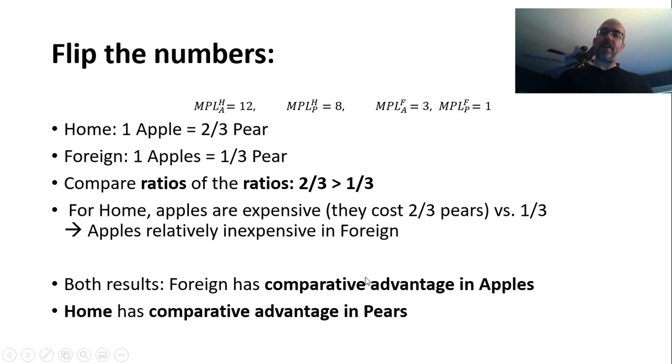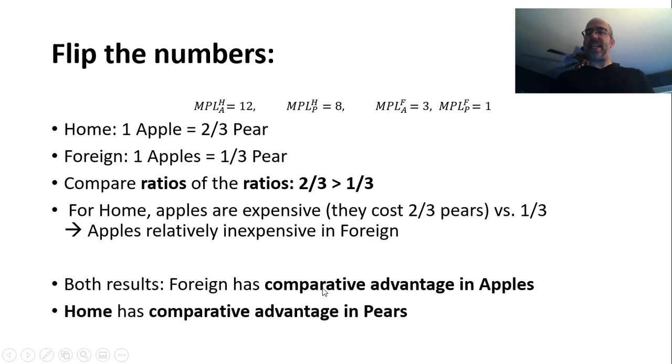Foreign has comparative advantage in apples. How do we know that? Because apples are cheaper in foreign. Costs are lower, right? Apples are relatively inexpensive in foreign, and who has comparative advantage is who has the lower cost in producing the good. Who does it more cheaply? Who's more efficient? So all the different ways of rearranging this, foreign has comparative advantage in apples.